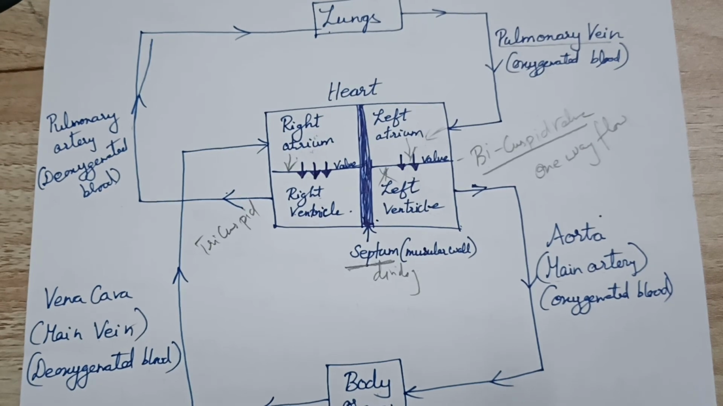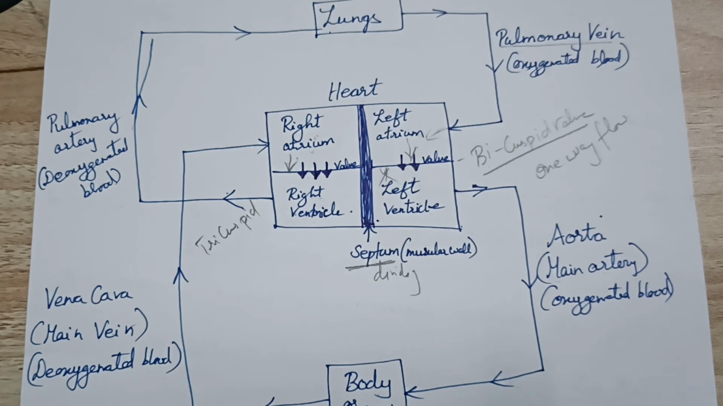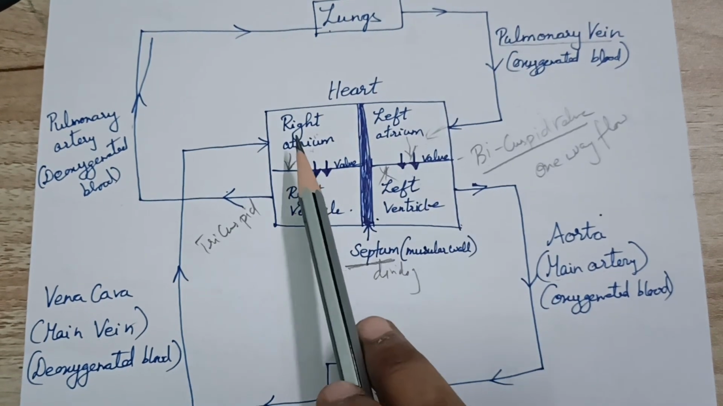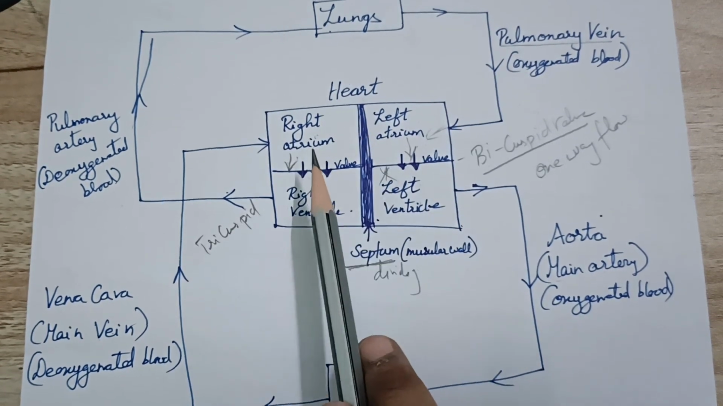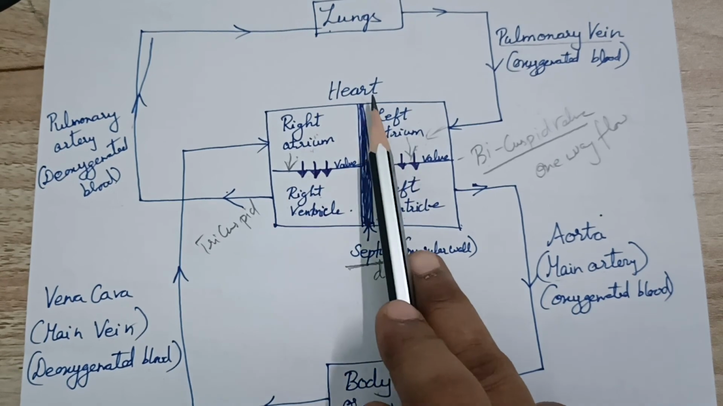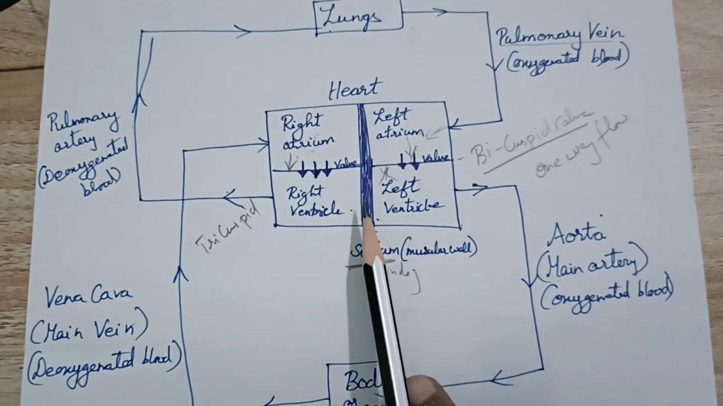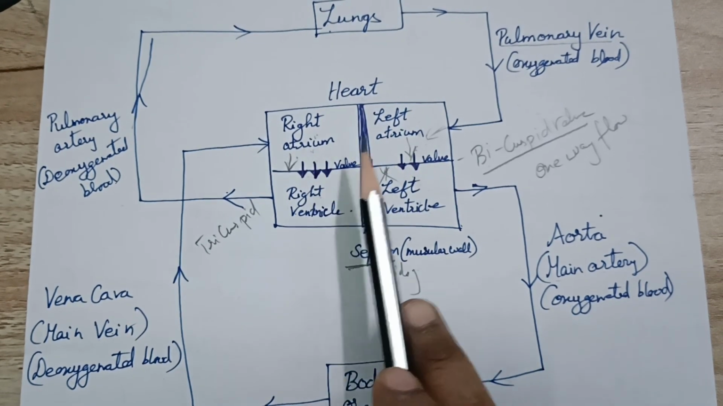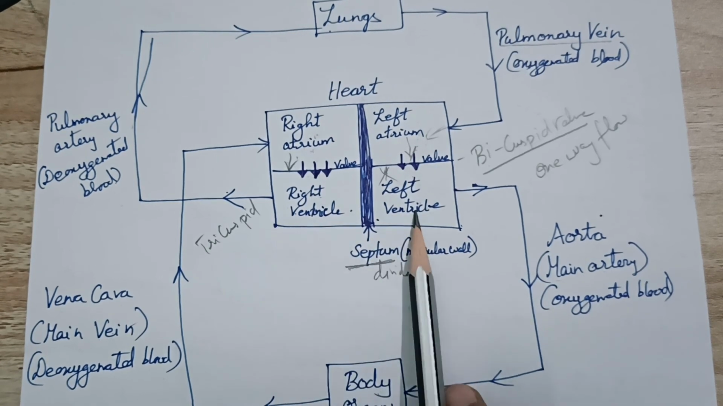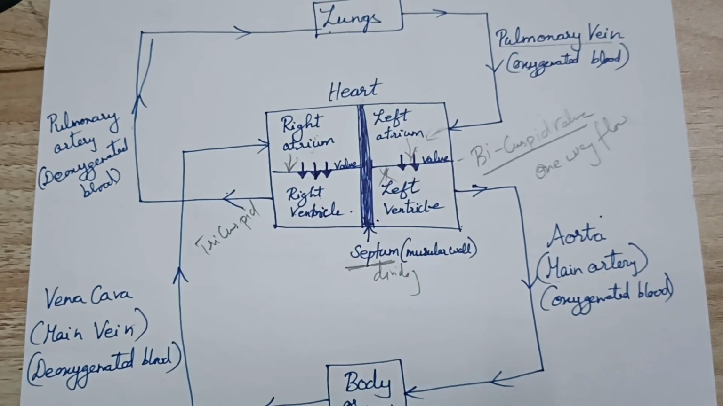Clear on this? This is the flow diagram, or flow chart, or schematic representation of circulation of the blood. This is only for your understanding. It is separated into two sides, right side and left side, by a dividing wall called the septum, with the right atrium, left atrium, right ventricle, and left ventricle. Clear? In detail, we will study with the actual shape of the heart. Okay, thank you.